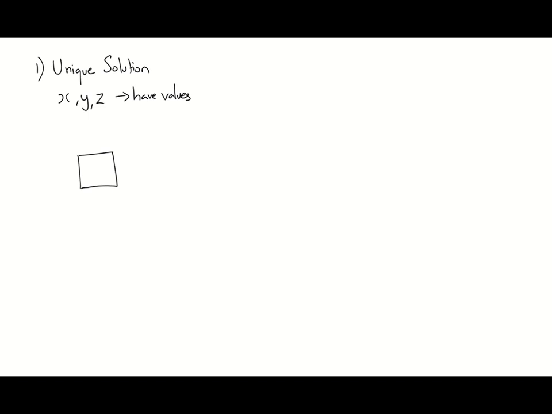So in this case, you can imagine it almost like three faces of a cube. There are three planes, but they all meet at one point right there. That point is what a unique solution is, because it has a unique value for x, y, and z. So that's your first thing to remember.